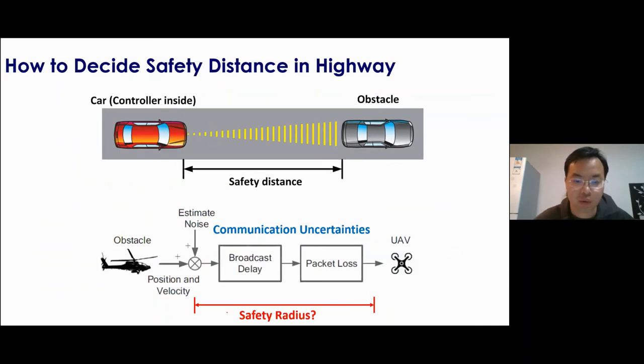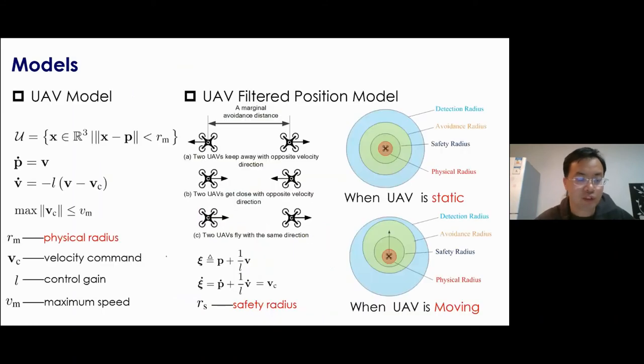Inspired by this, we want to design the safety radius for UAVs in the sky. Before proceeding further, let's learn about some models. This is the UAV model. We adopt a velocity control model. We say it's a velocity command, where v is the velocity of the UAV. The parameter L is the control gain. If L is small, the velocity of the UAV will take a long time to track the velocity command. So L is a parameter about maneuverability. V_m is the maximum speed. This model is very general.